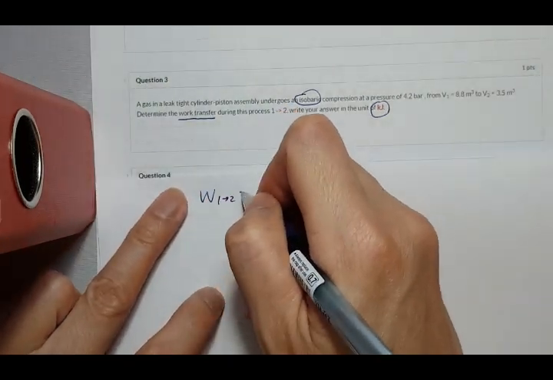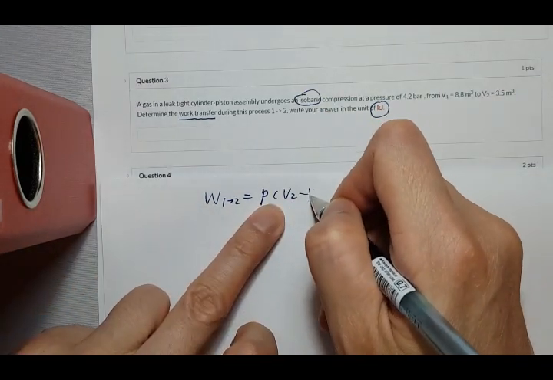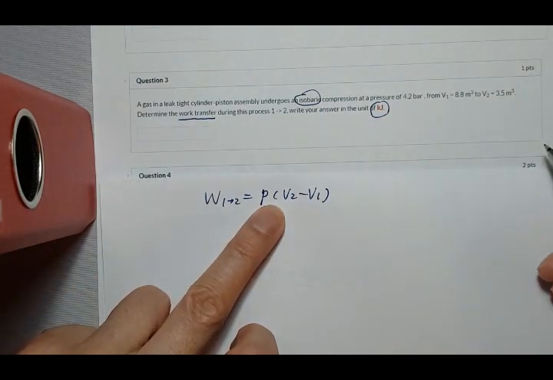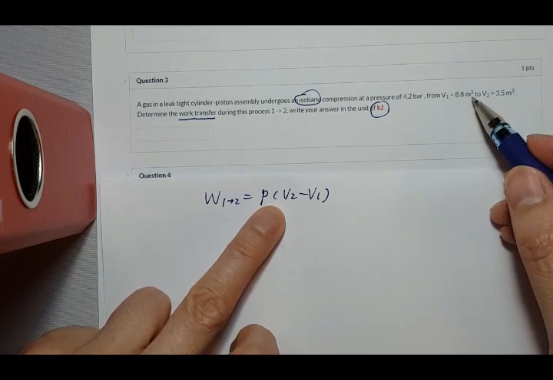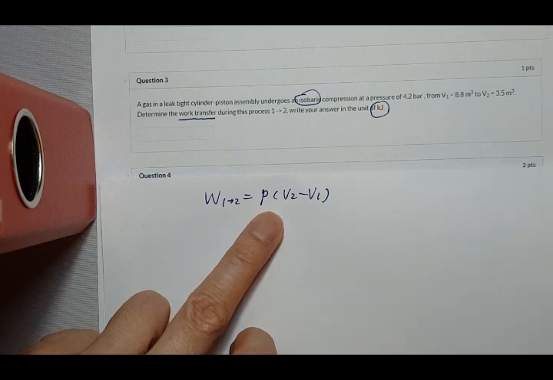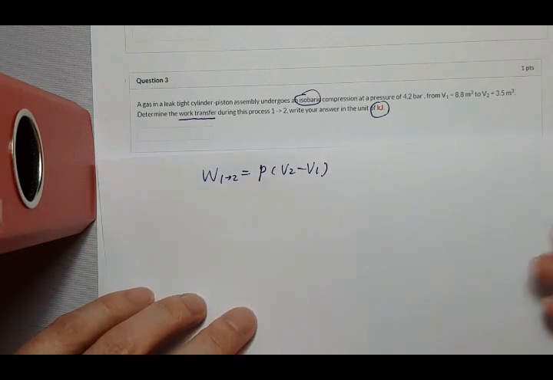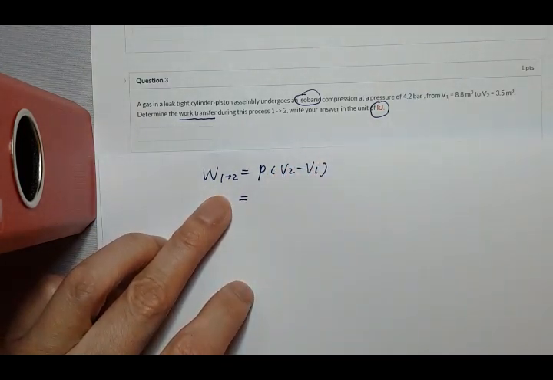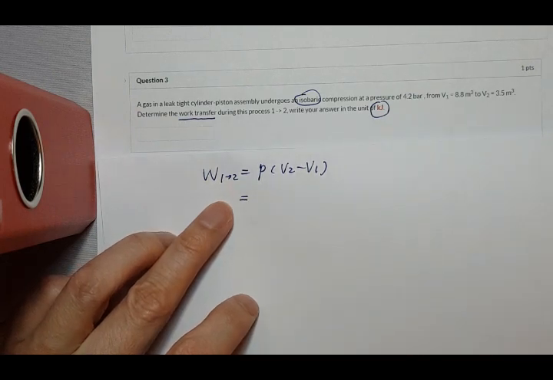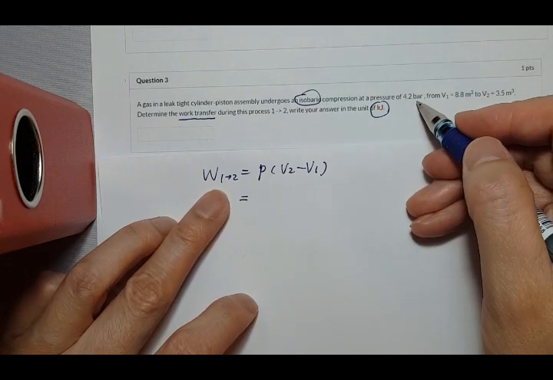W1 to 2 is equal to P times V2 subtract V1. So you can see V2, V1 are already given, both in the unit of cubic meter. Okay, so here actually there is only one thing you need to be careful about, because the equation itself is very simple. So just be careful about converting everything to SI base units, so you won't get confused. That's because when we talk about the pressure here, the pressure is 4.2 bar, okay?